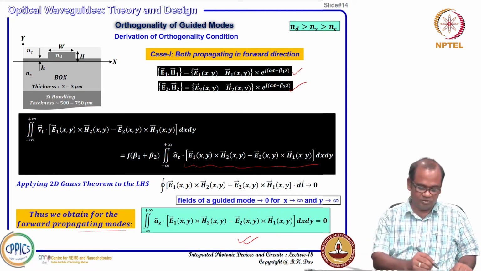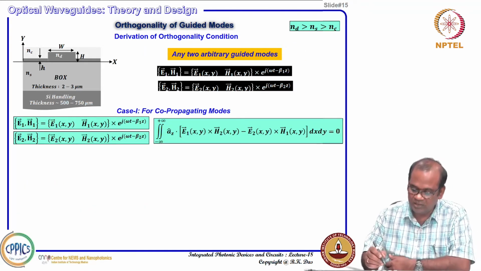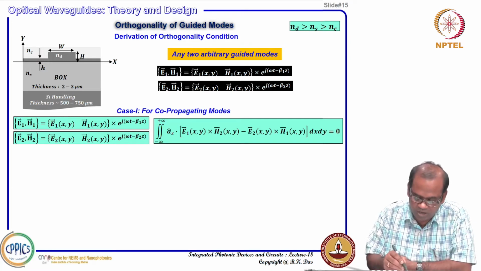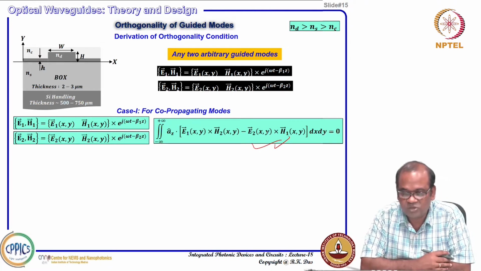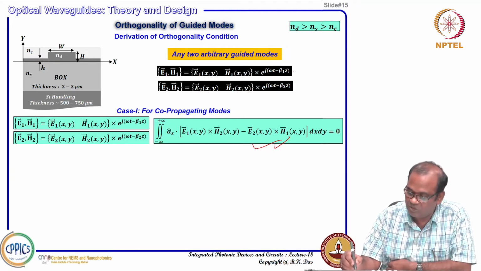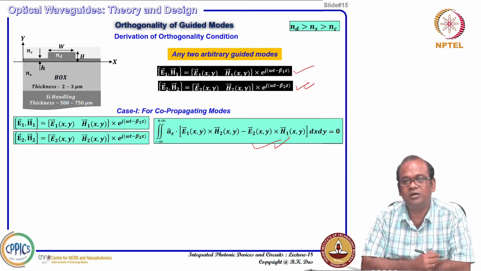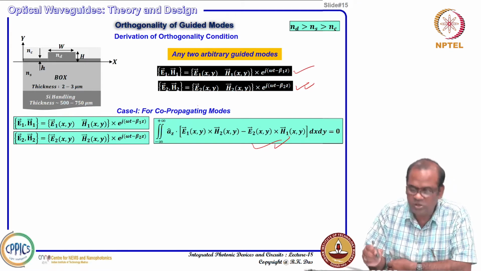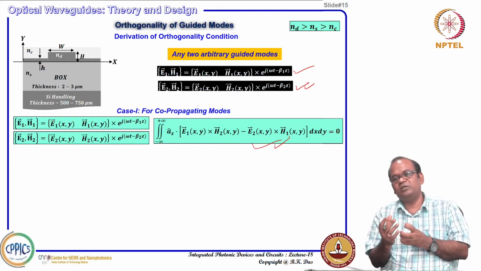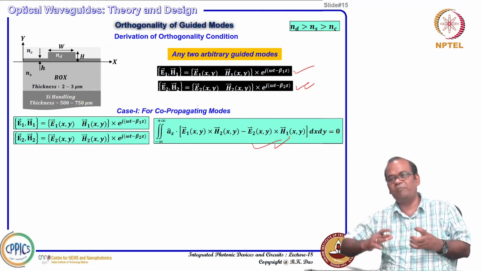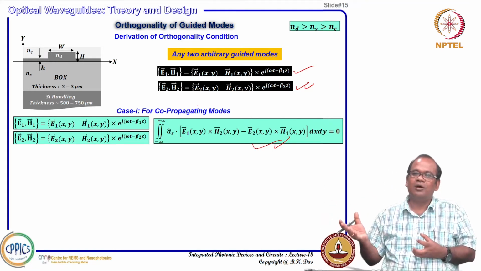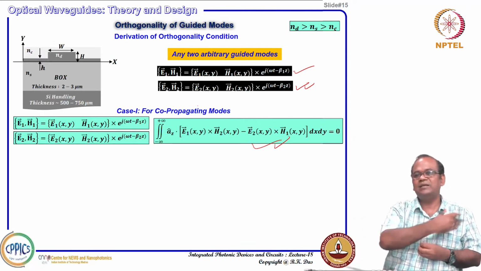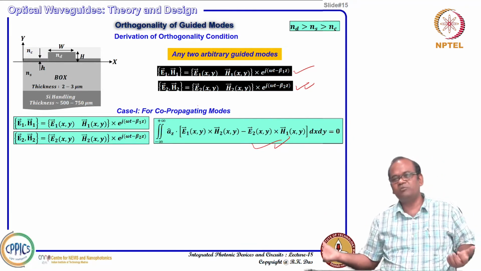Okay, so that's good. Now I just consider co-propagating modes, whatever we have derived, starting from the Lorentz reciprocity theorem. Now you see mode 1 propagating in the forward direction, mode 2 propagating in the forward direction. Both modes are free to propagate in either direction, because if a mode is allowed to propagate in the plus z direction, it can also identically propagate in the minus z direction as well. Mode 2 will be the same.